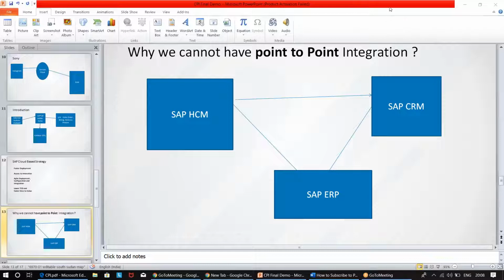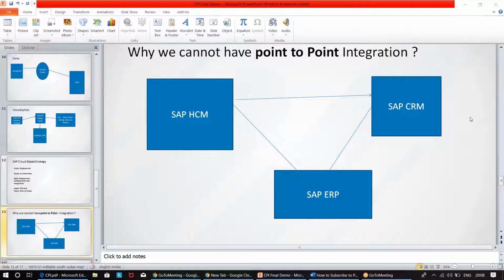So right now let's start with the question I asked yesterday: why can we not have point-to-point integration? Because from there I really want you to adapt into the mindset of an integration developer, not as an application developer. You have to have that also, but as an integration developer. So whatever answers you have, just put them into the chat box, and maybe I can go and spell them out for other people.